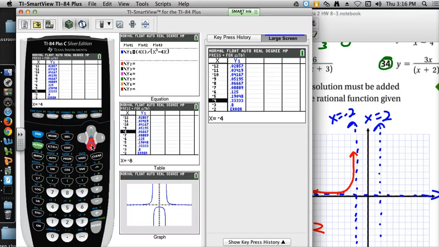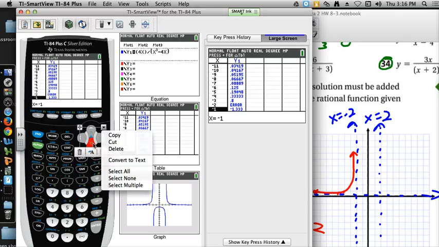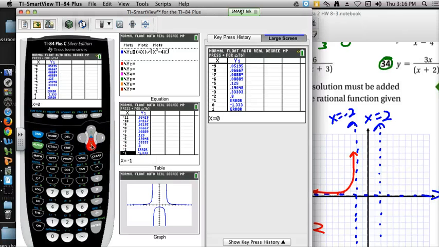There we go. I knew this was going to be an issue. My smartboard has not been working well when I have the calculator on. There we go.